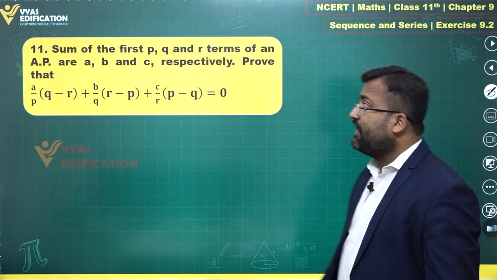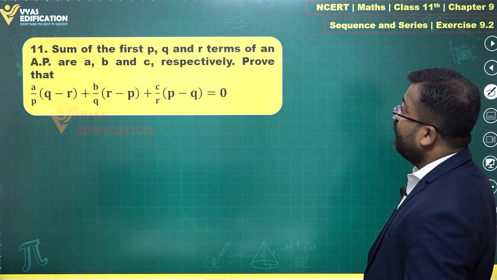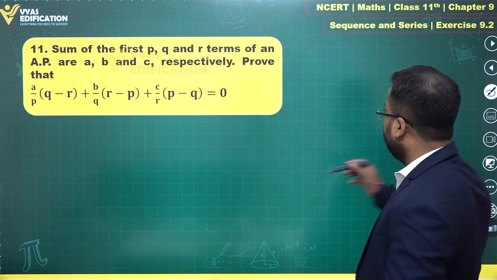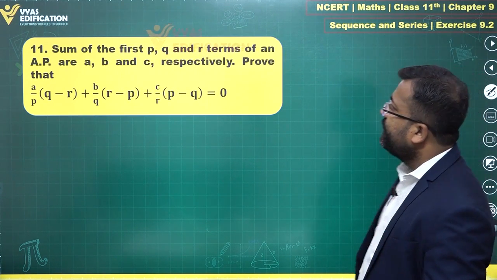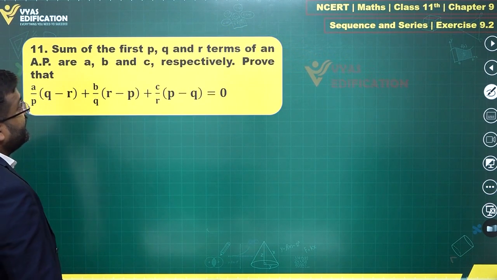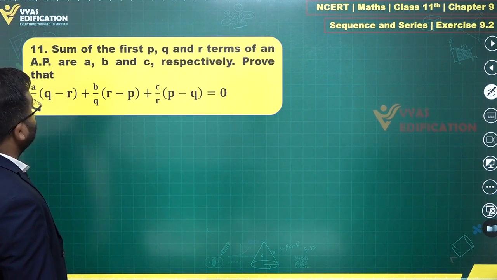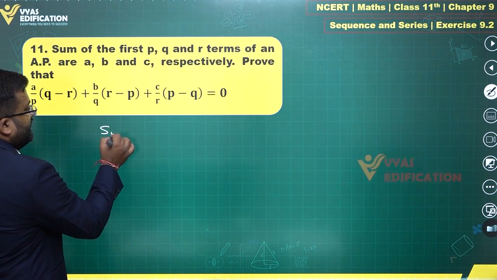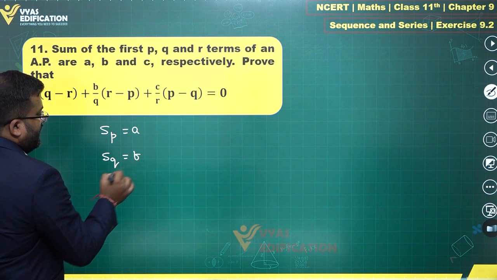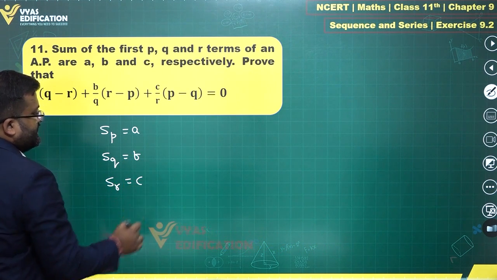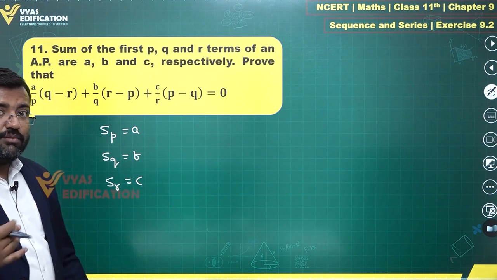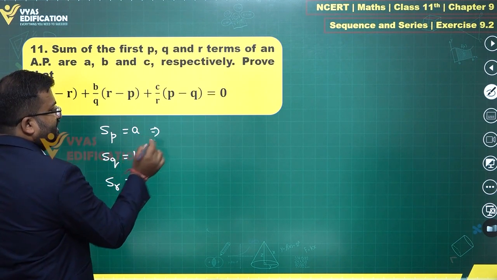In the 11th question, we have sum of first P, Q and R terms of an AP are A, B, C respectively. Prove that. We are supposed to prove some complicated expression over here. The person is saying, sum of the first P terms, Q terms, R terms of an AP are this. So SP is equal to A, SQ is equal to B, SR is equal to C. This is given, right? And we are supposed to prove something. We'll prove that, but first let's write these expressions.